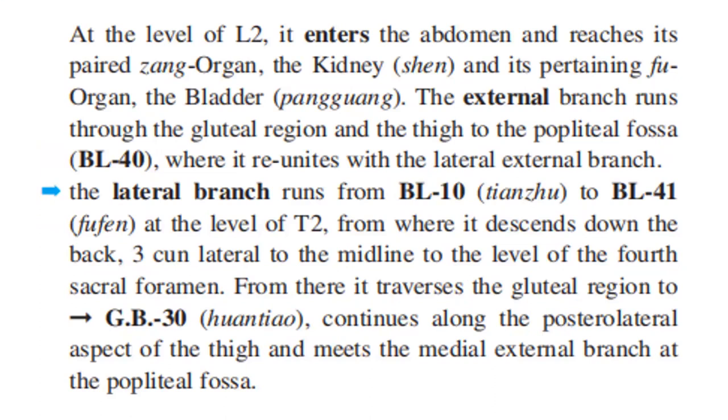The lateral branch runs from bladder 10 to bladder 41 at the level of T2, from where it descends down the back 3 cun lateral to the midline to the level of the fourth sacral foramen. From there, it traverses the gluteal region to GB30, continues along the posterolateral aspect of the thigh, and meets the medial external branch at the popliteal fossa.